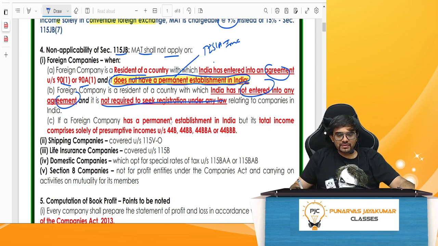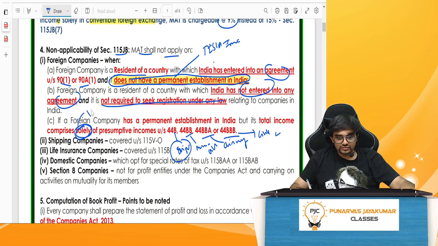Or a foreign company has a permanent business in India, but its total income comprises solely, most important, income under 44B, shipping; 44BB, mineral oil; 44BBA, aircraft; 44BBB, civil construction, etc. Guys, solely. If the company has shipping business plus income from other sources, MAT will apply. Important MCQ. One shipping business company also has other, side business, it will apply.